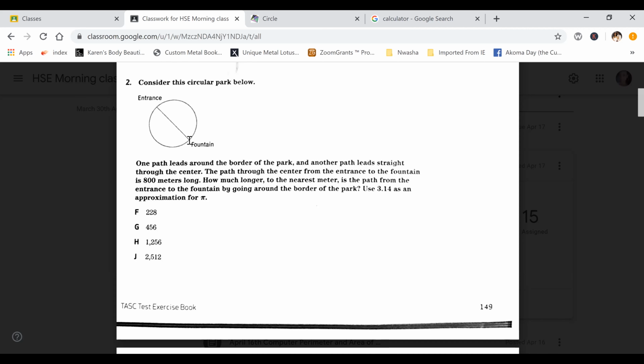Then you have the next one where somebody is saying, okay, I only need to take half to go around from the entrance to the fountain. So that person is going to pick out H. But then you have the person who's thinking the how much longer means subtraction. And then you're going to pick G.